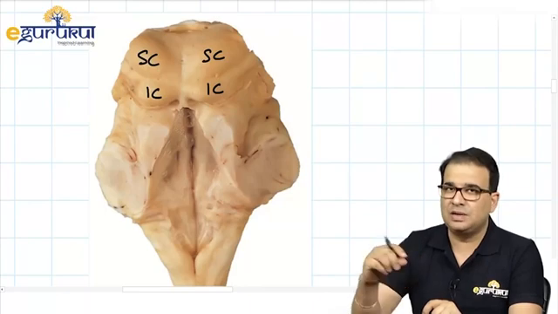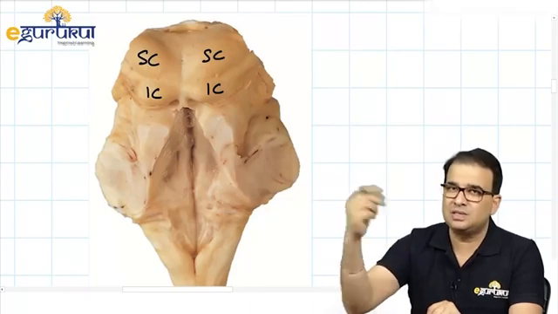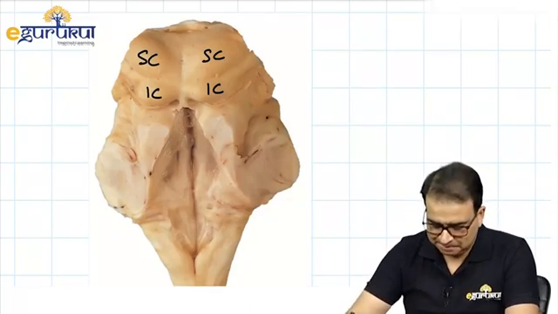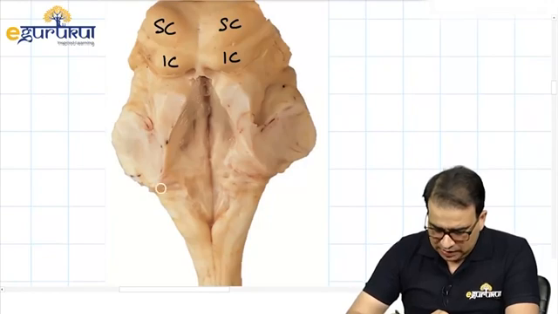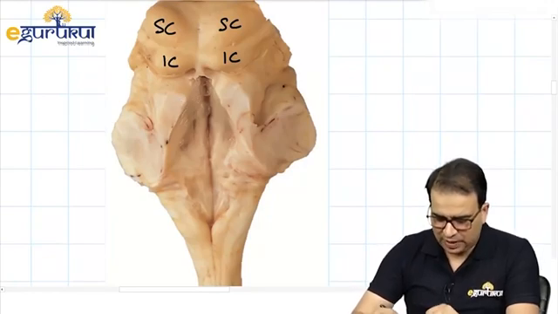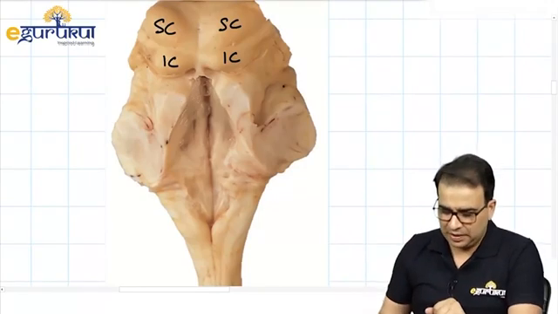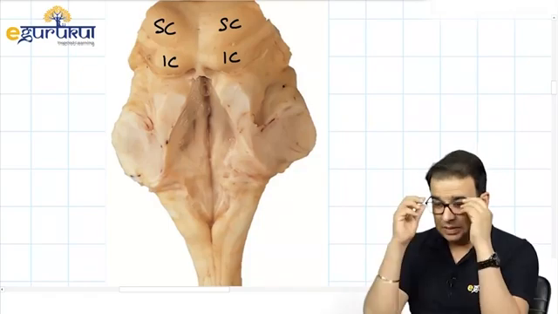For inferior colliculus, it's the inferior brachium. For superior colliculus, it's the superior brachium. Okay. Here's the portion where the cerebellum is removed, and that's how you can see the floor of the fourth ventricle. Now please understand this.